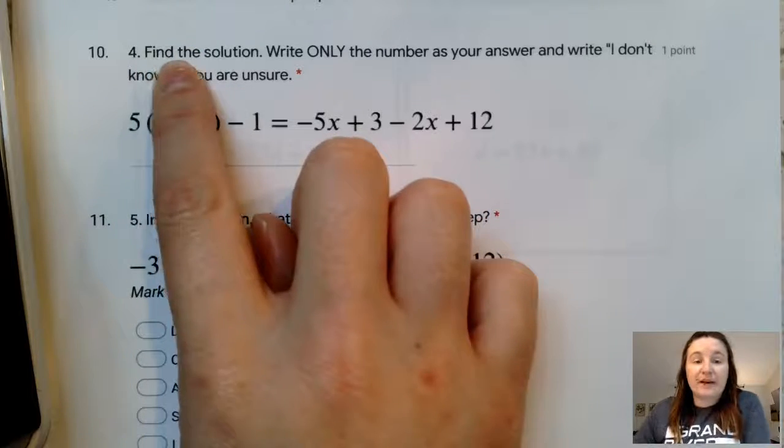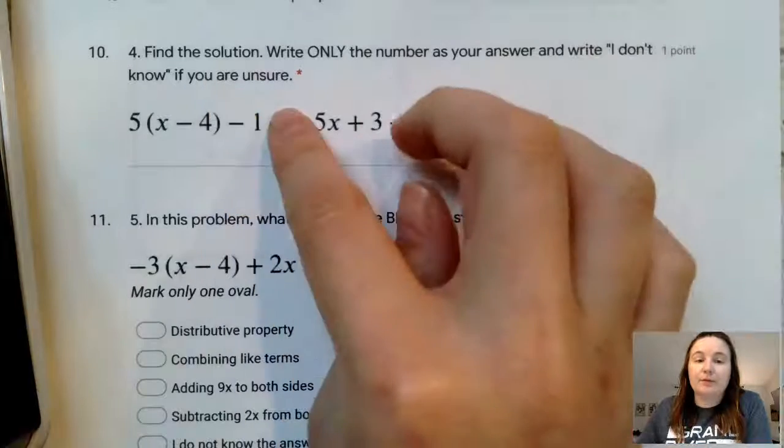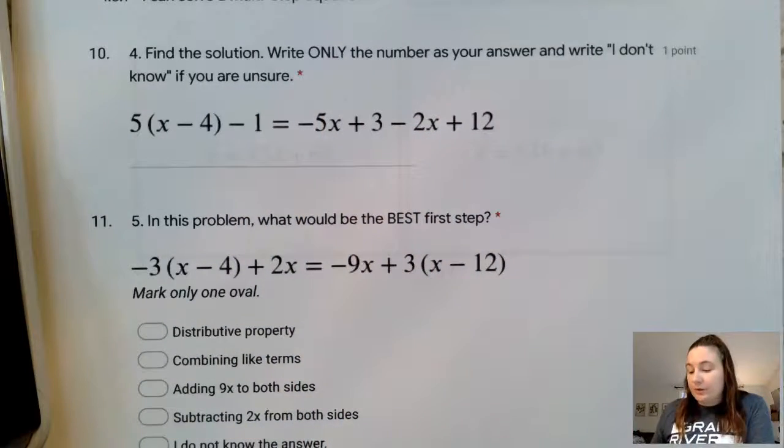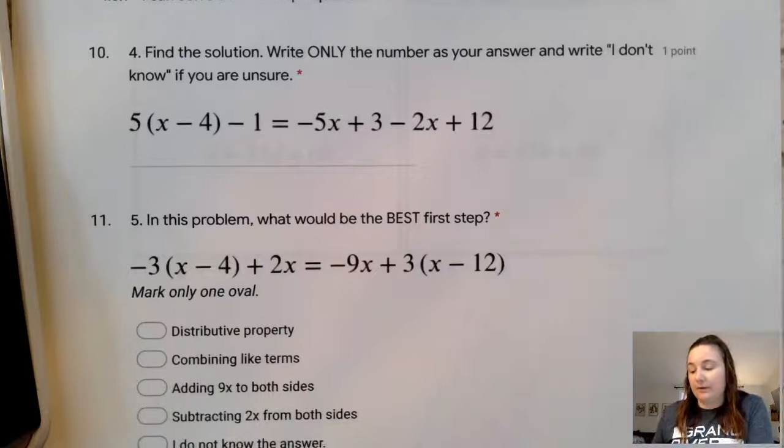For number 4, it says find the solution, write only the number as your answer, and write I don't know if you're unsure. So this one has a lot going on, so I'm going to do my work and it might spiral that way.